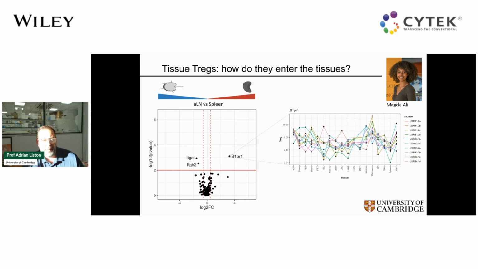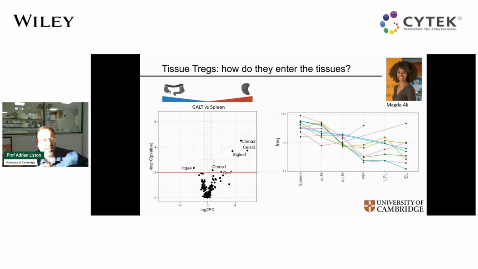And then we can zoom in on that S1PR1 and look at the impact that losing that gene has on entry into multiple different tissues, for example. We could also compare the gut tissue to the spleen. And here's an example of what's important for regulatory T cells to get into the gut versus regulatory T cells to get into the spleen.